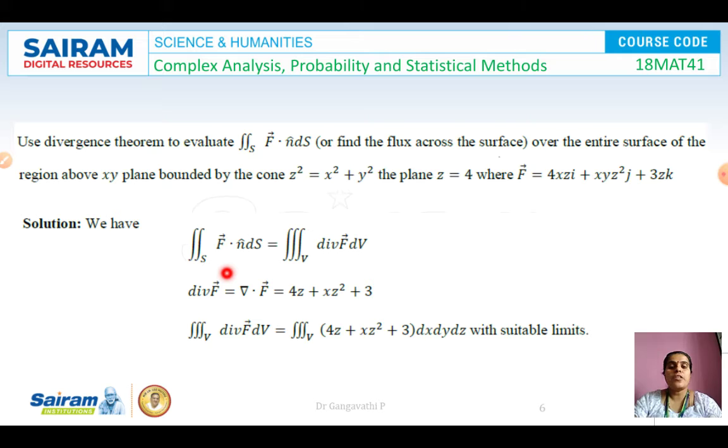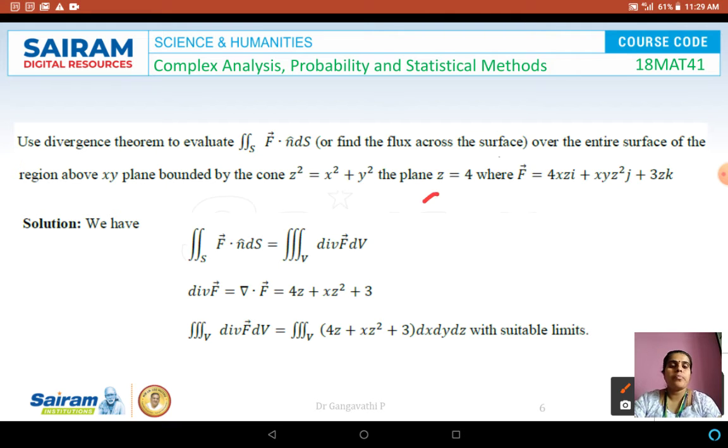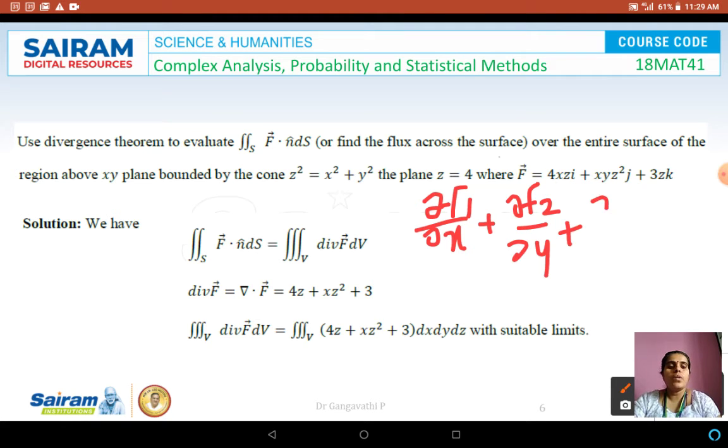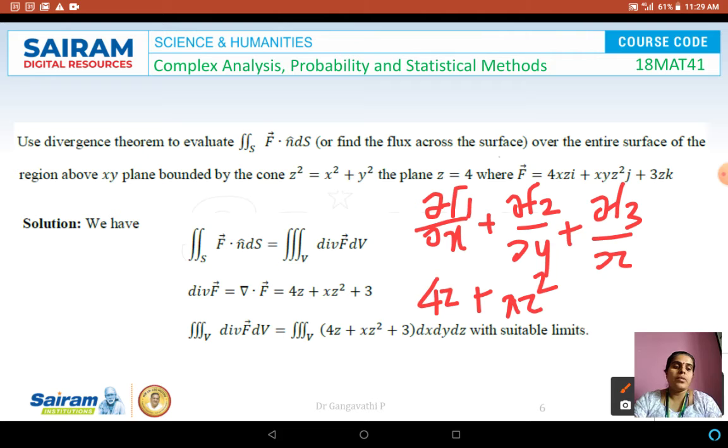So we have the double integral over S of vector f dot n cap equal to the triple integral of divergence of f into dv, by the Gauss divergence theorem. So let us find the divergence of f first. The divergence of f is dou f1 by dou x plus dou f2 by dou y plus dou f3 by dou z. So when we differentiate f1 with respect to x, we get 4z, plus f2 with respect to y is xz square, and dou f3 by dou z is plus 3.